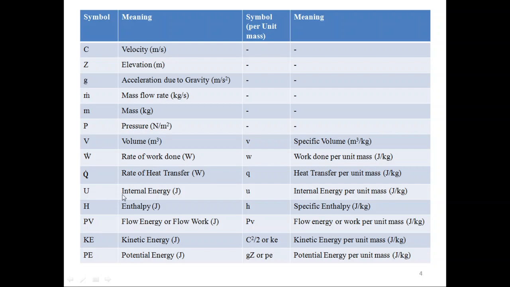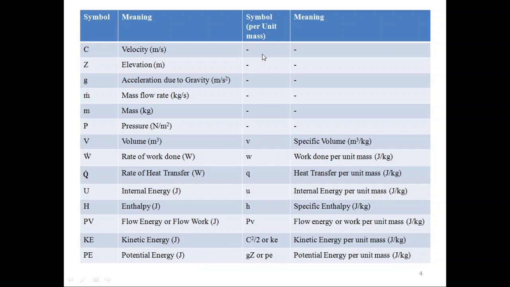Capital U represents internal energy in joule. Capital H represents enthalpy in joule. PV represents flow energy or flow work in joule. KE represents kinetic energy in joule. PE represents potential energy in joule.